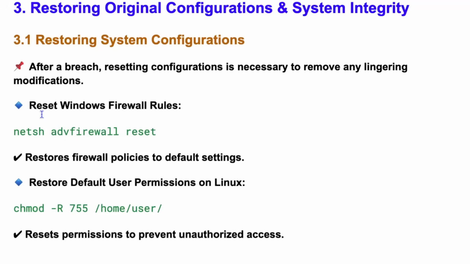The manual ways, if you want to go piece by piece, you can reset configurations, for example, by resetting the firewall rules. Resetting Windows firewall rules can be done with netsh advfirewall reset, which restores the firewall policies to their default settings. You can restore default user permissions on Linux by using chmod, which is change mode.